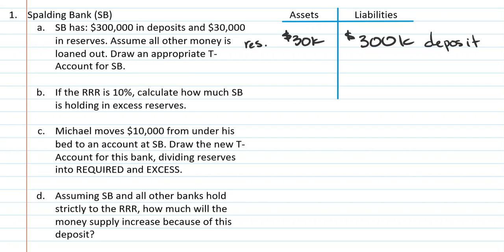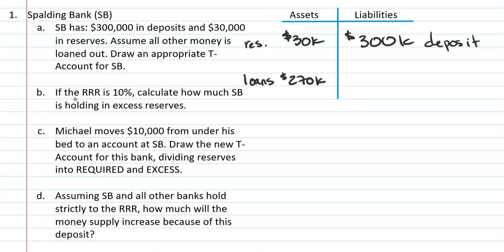And if we assume that all other money is loaned out and we know that our T account has to be in balance, we're missing about $270,000 over here. So we can drop in here and say that this bank must be holding $270,000 in loans. And that helps us to complete part A, setting up the T account in the first place.